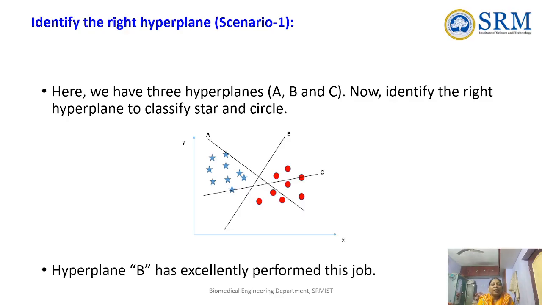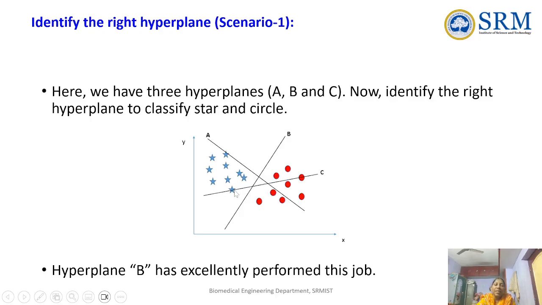Now let us consider A. When you see the A hyperplane, check either side of it. You can see that on one side of A we have the stars and the red circles, and on the other side we have the red circles. That means the data are not properly segregated; the data are unevenly segregated. So in that case, A is not the right hyperplane.